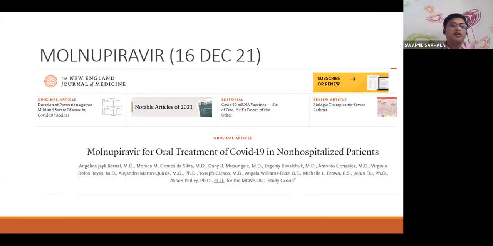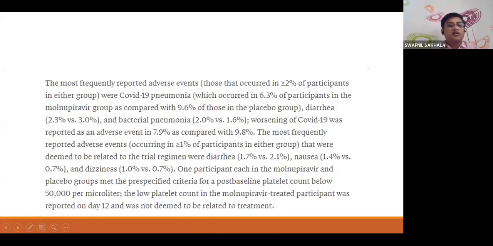Now we'll go ahead with the drugs one by one. Which drugs are better? A few words I'd like to highlight on Molnupiravir. Molnupiravir is basically an antiviral drug which has been published in NEJM in non-hospitalized patients. This article was published, I think, around December 2021. I want to mention the side effects, because side effects with the use of molnupiravir in non-hospitalized patients were very few, mainly diarrhea, dizziness, and bacterial pneumonia.